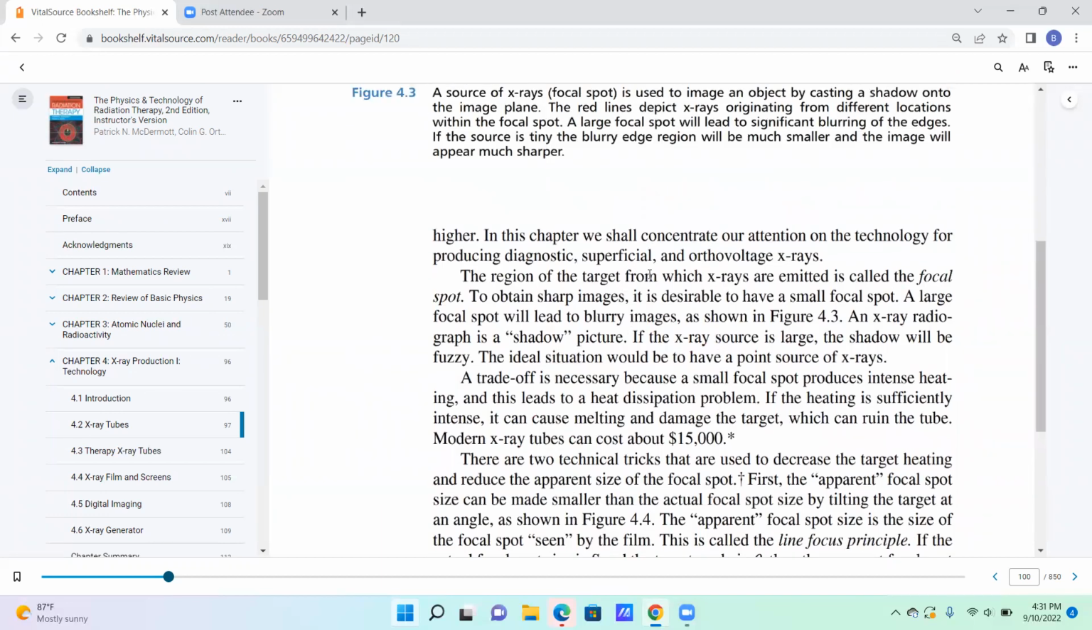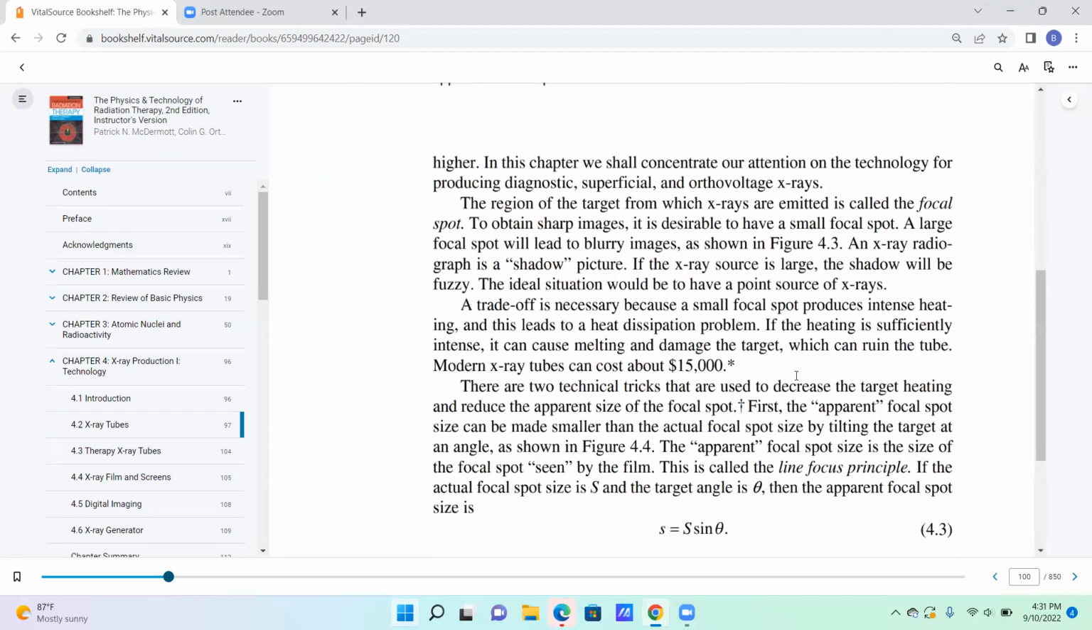So the region of the target from which X-rays are emitted is called the focal spot. And you have to have a trade-off, because a small focal spot will produce intense heating. And while you can get a very fine picture of what's going on, you still have to get rid of the heat. Otherwise, this is going to melt your target and you're not going to be able to see any pictures anymore. So you have a trade-off between how you get rid of the heat and the ability to produce better pictures.